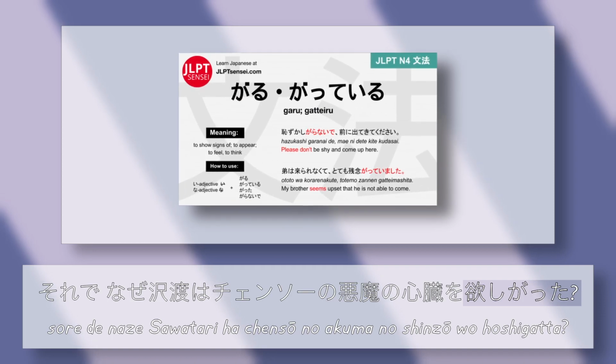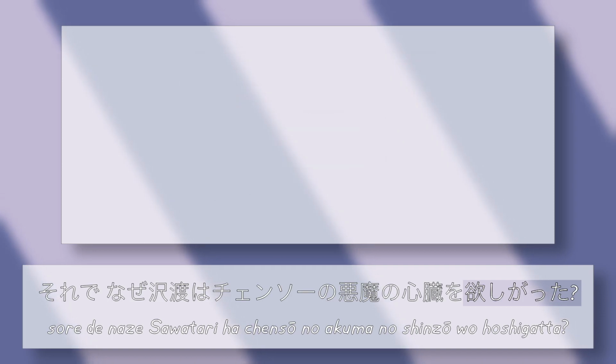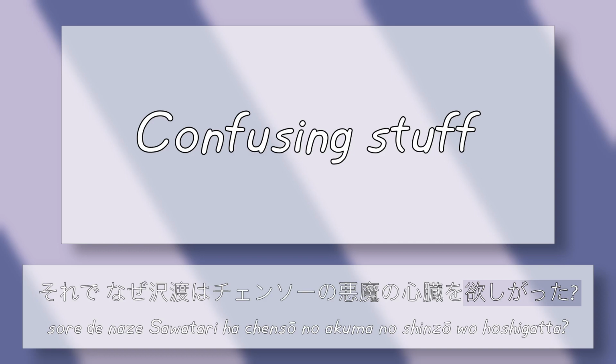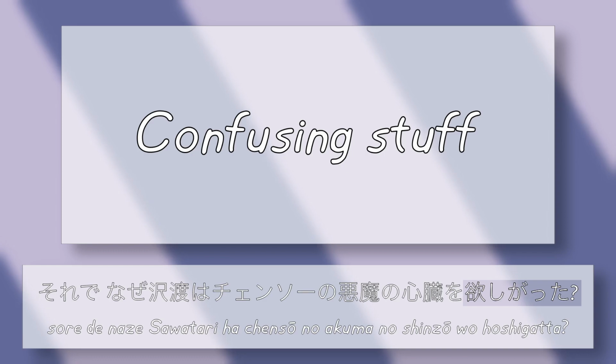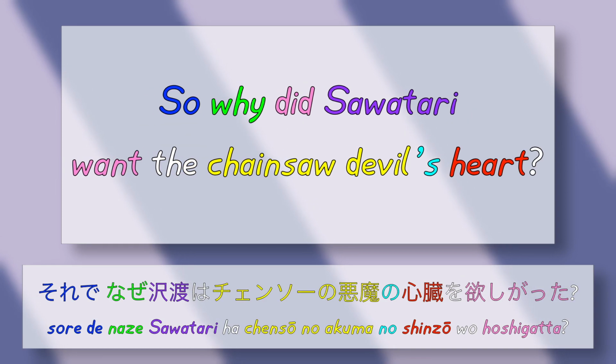Hoshigaru is used when talking about a third person's desires or wants. It's a confusing concept for English, as we can say someone wants this, but in Japanese you can't presume to know the things of a third person. So instead of just saying hoshi, hoshigaru is used. So this sentence means, so why did Sawatari want the Chainsaw Devil's heart?